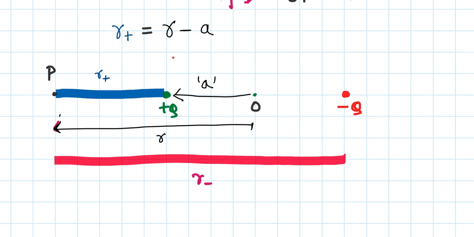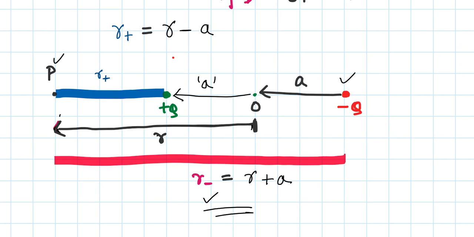Now what about R minus? R minus is the distance from minus Q to P. To reach P from minus Q, you'll have to first travel a distance of about A from minus Q to O, and from there travel a distance of about R to P. So the total distance R minus is nothing but R plus A. So that's all. Now you have an idea about the distances from each charge.